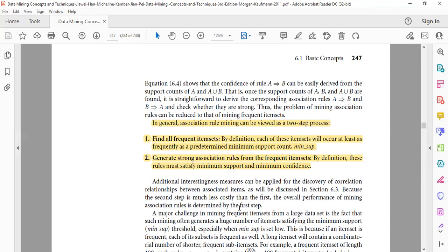And what is a strong association rule? A rule is strong if it satisfies both minimum support and minimum confidence. So a frequent item set only requires minimum support to be fulfilled, but when we talk of strong association rules, it means that both the minimum support and minimum confidence thresholds should be met.